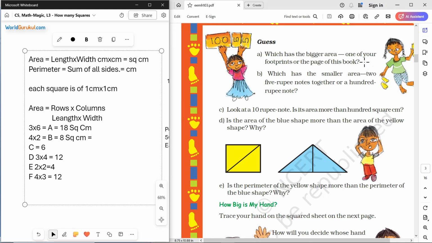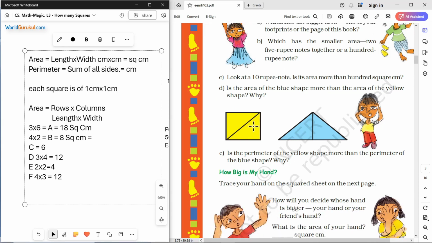You can obviously say the page of this book is bigger than your little footprints, right? Which has the smaller area, two 5 rupee notes together or a 100 rupee note? When it comes to the area, two 5 rupee notes will have more area than the 100 rupee note. So here the answer is going to be 100 rupee note. But its worth is more than two 5 rupee notes.